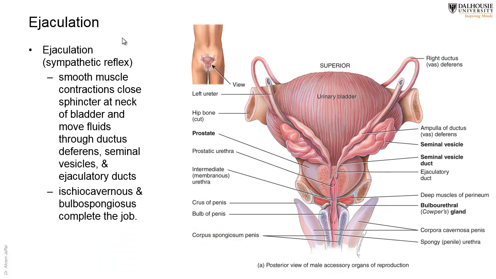Ejaculation, on the other hand, is a sympathetic reflex. So erection is parasympathetic, ejaculation is a sympathetic reflex, and here it will result in a contraction of smooth muscles. Some of the smooth muscles are located here at the neck of the bladder. Remember, we mentioned that there is an internal urethral sphincter last time. So this internal urethral sphincter should close during ejaculation. Otherwise, the fluid, part of the semen at least, can go up into the urinary bladder.